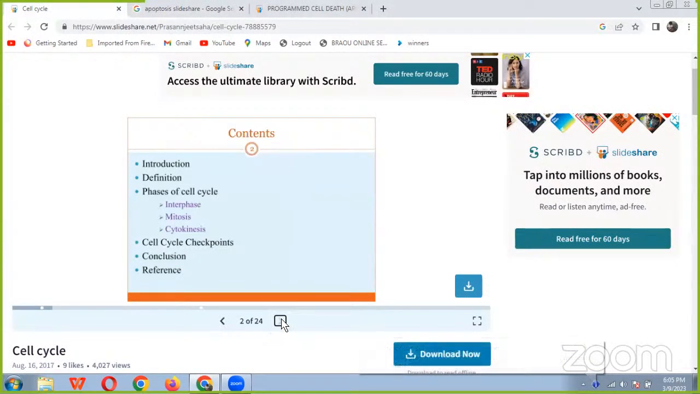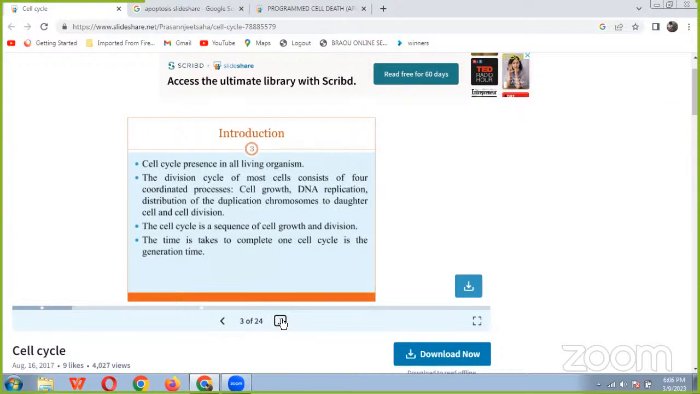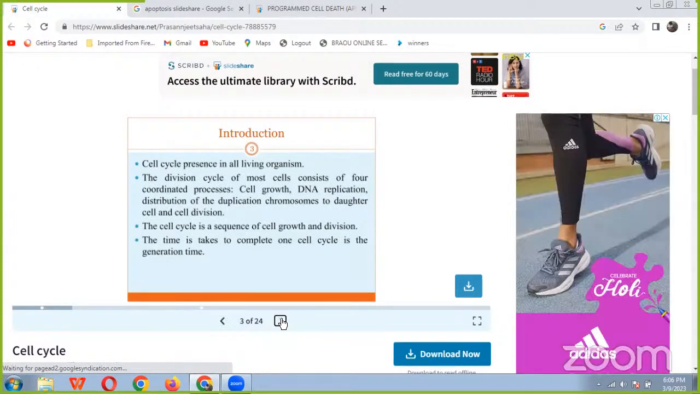Cell cycle. What is the meaning of the cell cycle? The cell cycle is present in all living organisms. We can only see it in living organisms, not in non-living ones. In the cell division cycle, most cells consist of four coordinated processes. What are the coordinated processes?